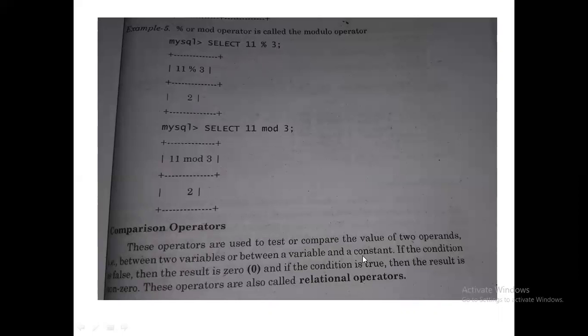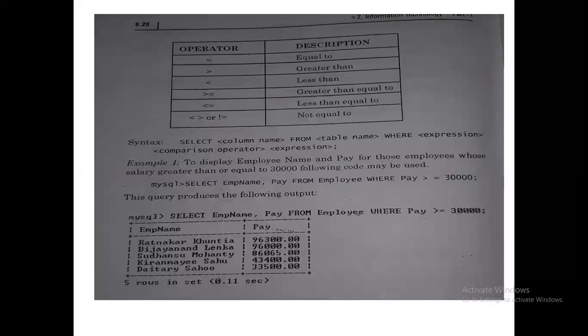Comparison operators. These operators are used to test or compare the value of two operands, between two variables or between a variable and a constant. If the condition is false, then the result is 0, and if the condition is true, then the result is non-zero. These operators are also called relational operators. Operators and description: equal to, greater than, less than, greater than or equal to, less than or equal to, and not equal to.